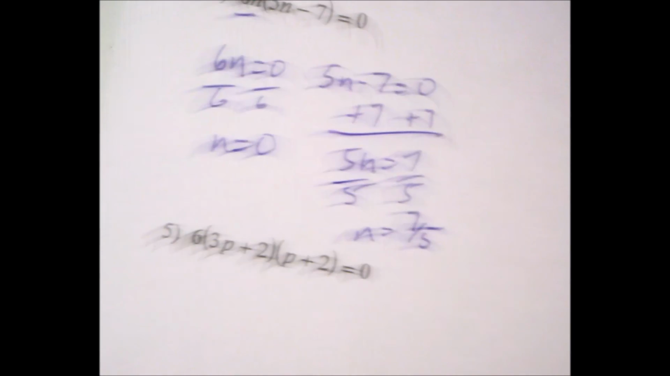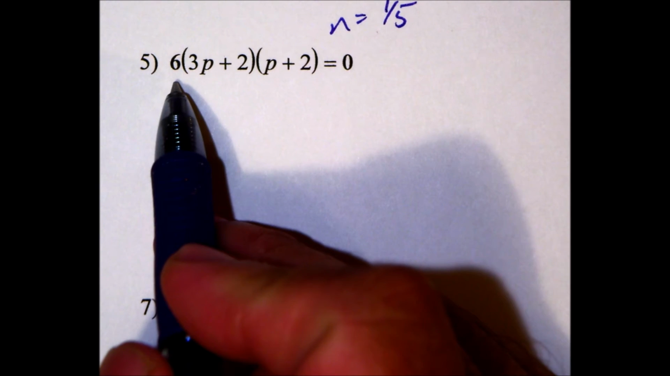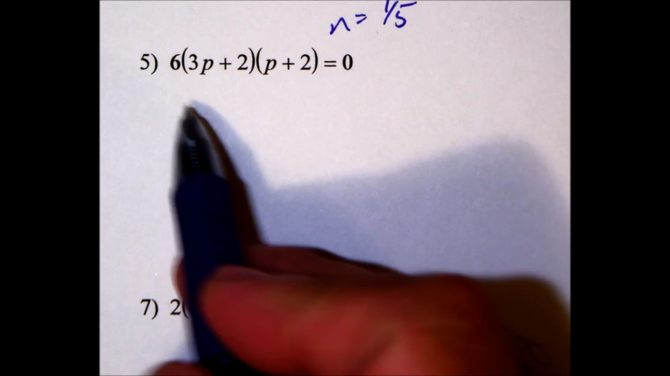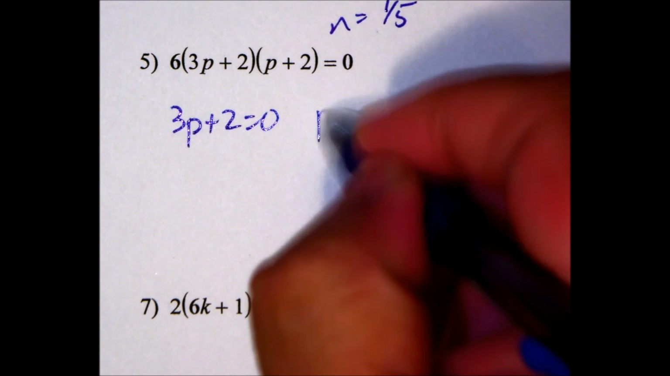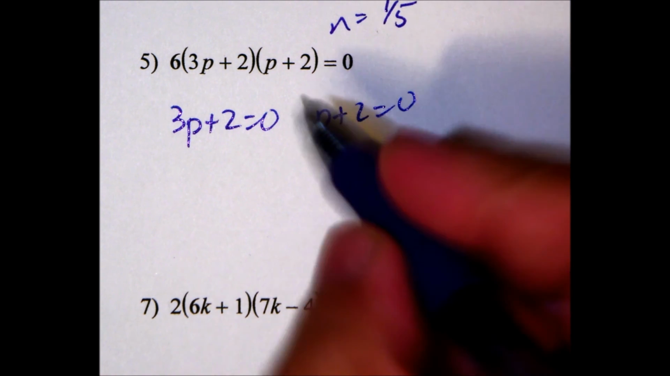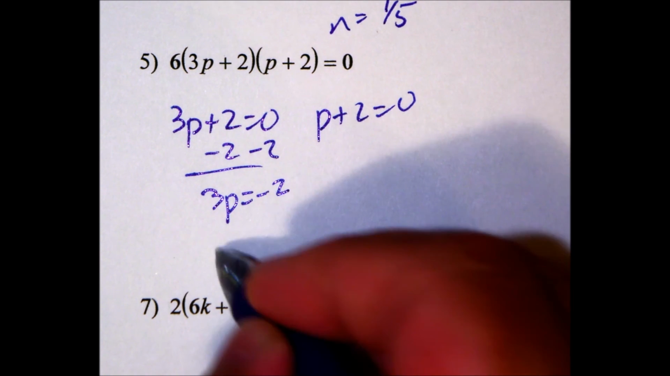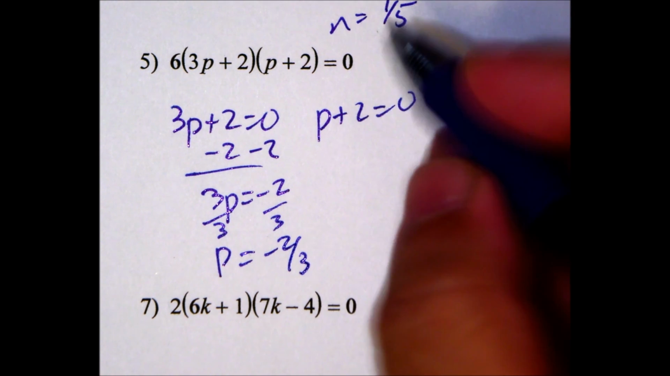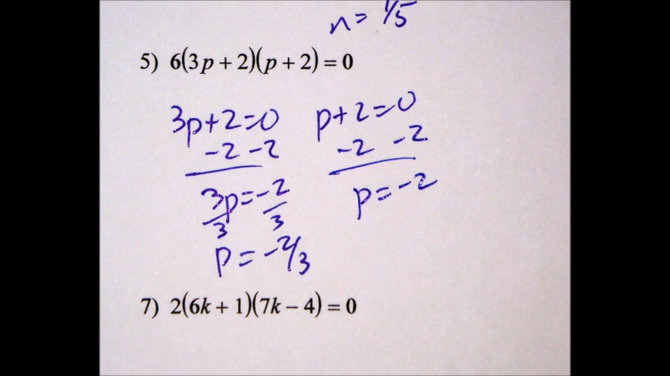No, they all look about the same. Alright, I'll do number 5 real quick. The 6 here doesn't have a variable. 6 will never be 0 on its own, so we can ignore that. The other ones have a variable in them, so they can be set equal to 0 and solved. Subtract 2, 3p equals negative 2, so divide by 3, so p equals negative 2/3, or negative 0.67. Either one is fine. So that's it. That is factoring day 1.